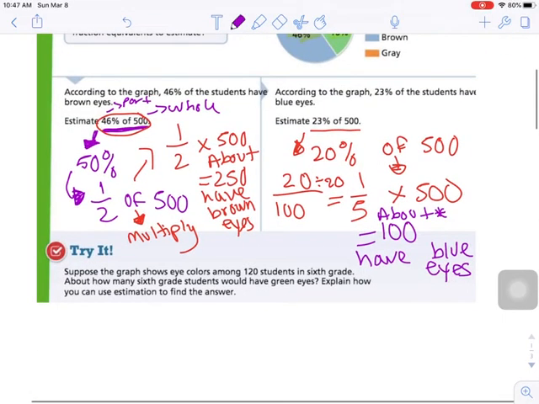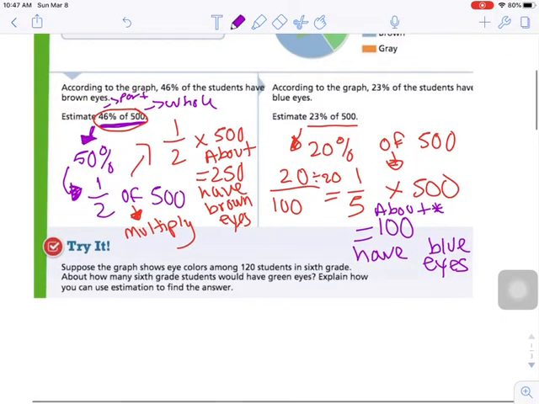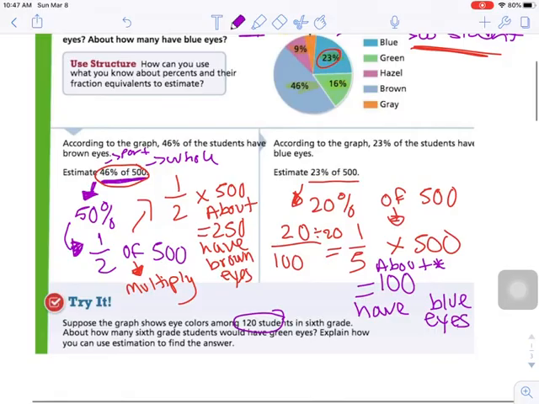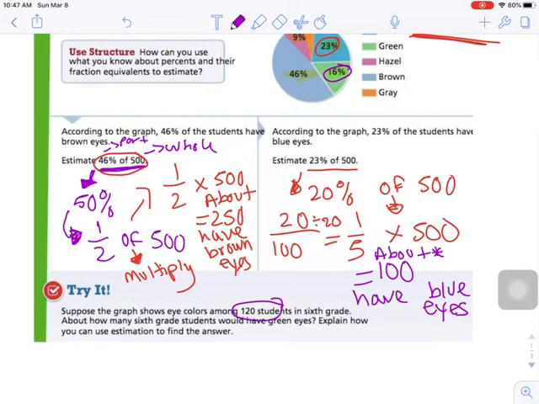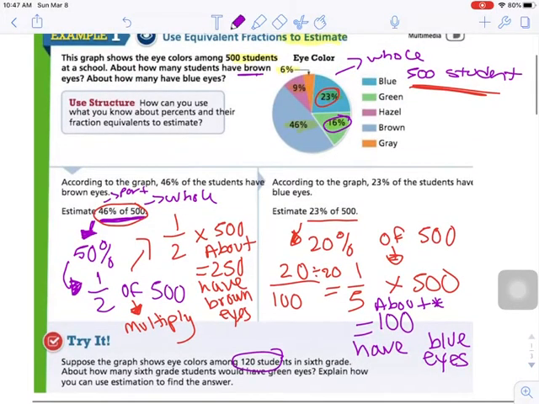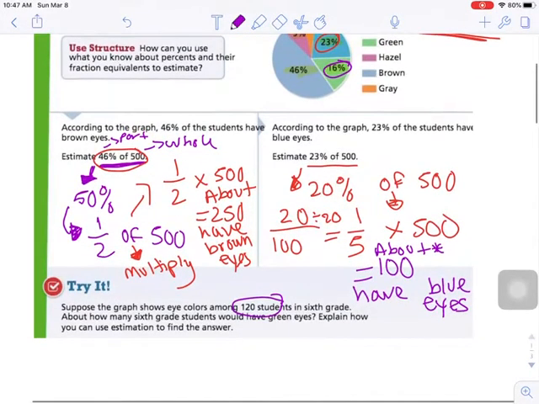All right, so why don't you guys go ahead and try this one. Suppose the graph shows eye colors among 120 students in 6th grade. So now we have 120 students in 6th grade. About how many 6th grade students would have green eyes? So up here it says green, we have 16%. And our new whole is just 6th grade, because before we were talking about all of the students at the school, now we're just talking about 6th grade.